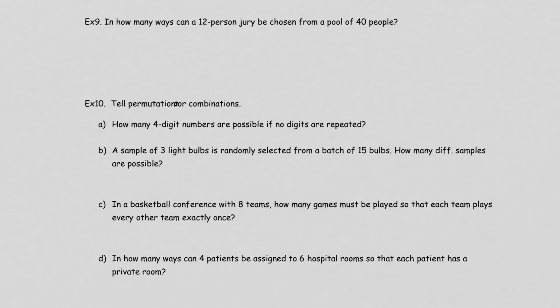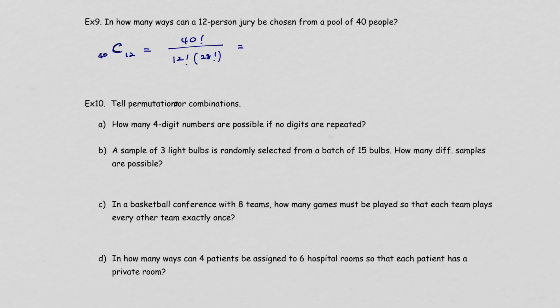Let's look at one more. Example 9 says, in how many ways can a 12-person jury be chosen from a pool of 40 people? So this one, again, you're picking 12 people for a group, so order is not going to matter. It means you're going to use combinations. Out of 40, you're picking 12, so it'll be 40 factorial over 12 factorial times 40 minus 12, which is 28 factorial.